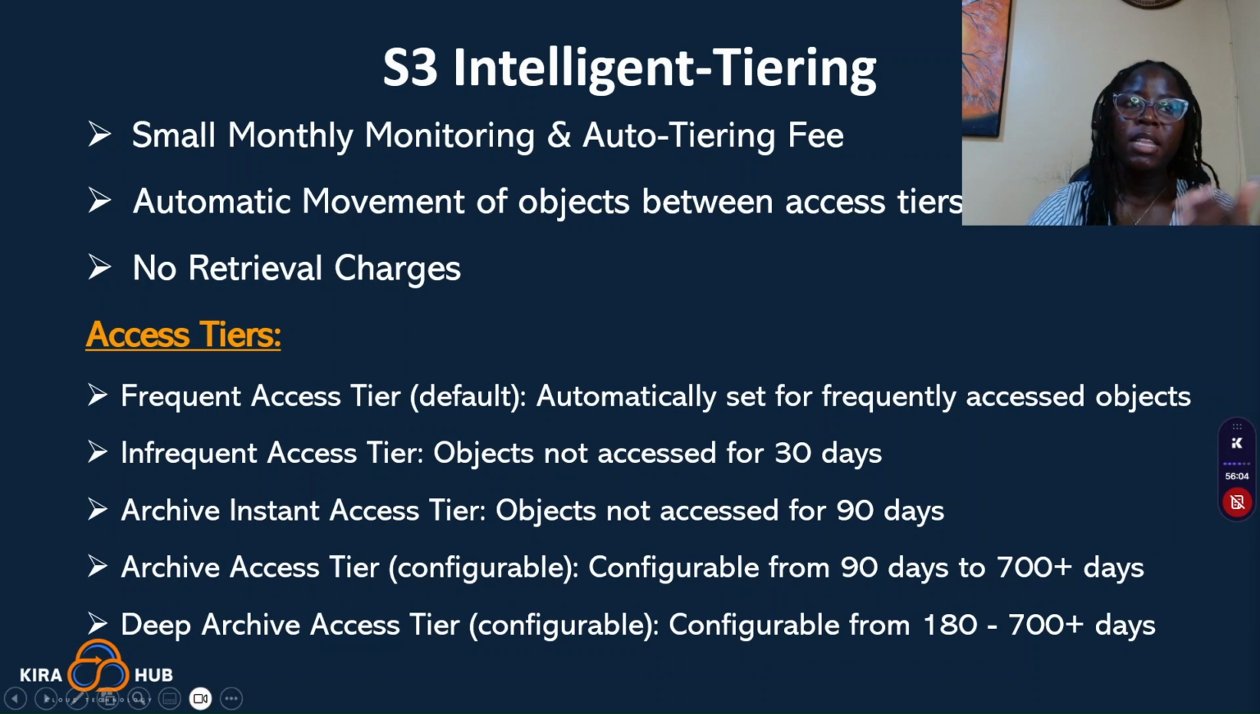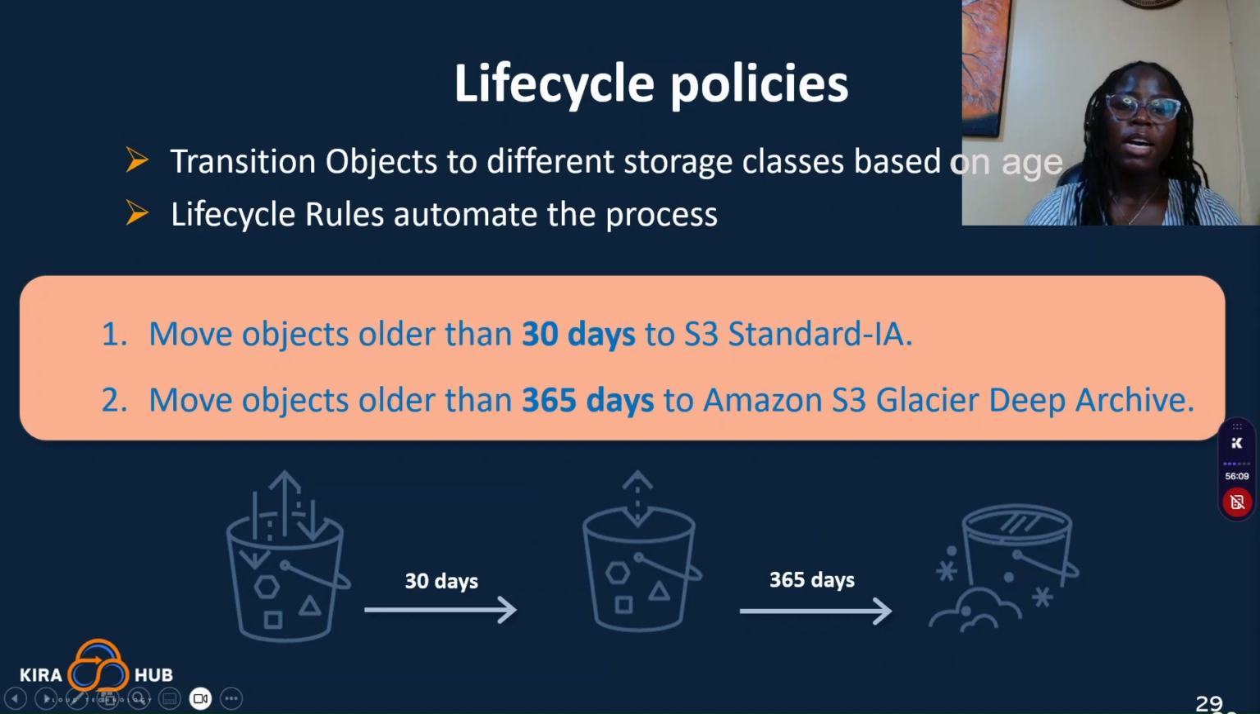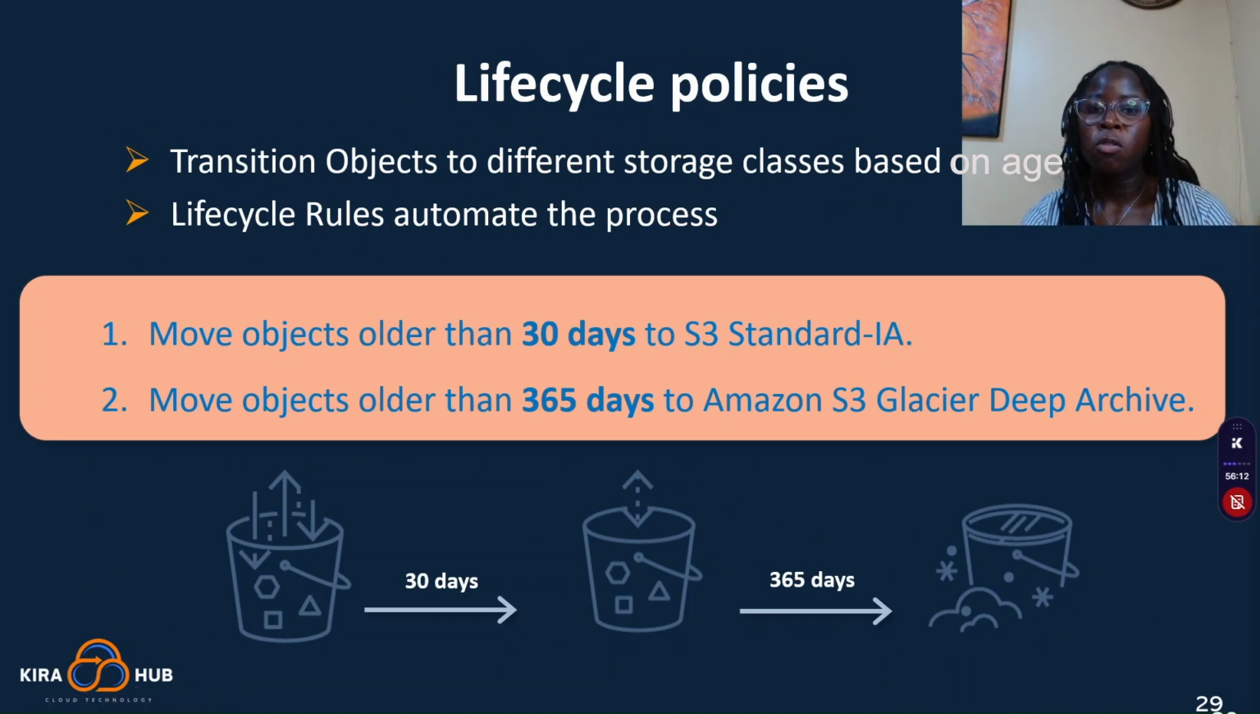Now, this is done automatically for S3 Intelligent-Tiering. But you can manually set up your own lifecycle policies to transition objects. So this is manually set up by you. You have more options. You can set up deletion rules, expiration rules too. So for example, this is a custom rule. After 30 days, you want to move your object to a different storage class. Maybe after a year, you want to move it to Glacier Deep Archive. So lifecycle policies are manually set up by you.